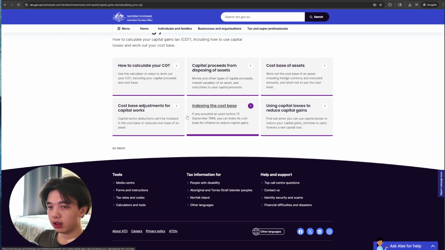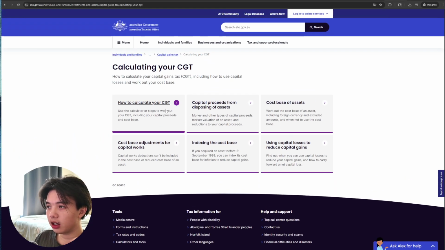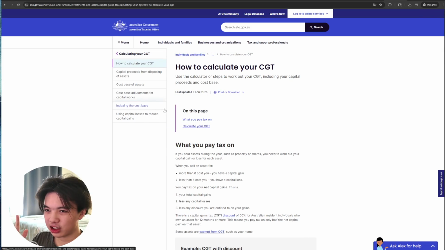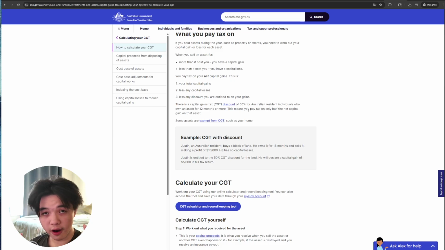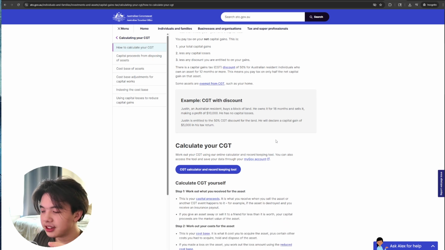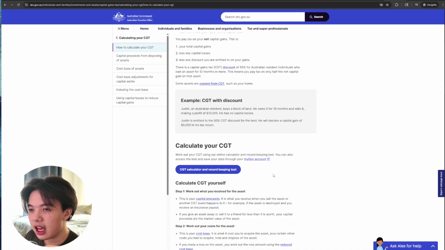So first, confirm that a CGT event occurred. It's any action that triggers a capital gain or capital loss. Common examples include selling shares, properties, or other investments, giving away, gifting, or transferring an asset, for example between spouses, or receiving compensation or insurance payouts for the loss or destruction of a CGT asset. If you've sold or transferred an asset for money, that's most often a CGT event.